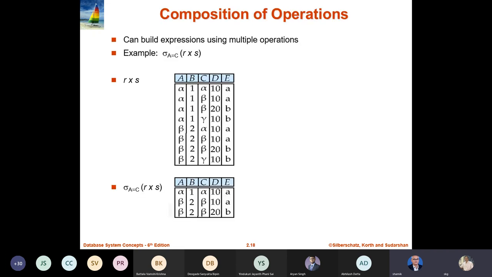Now, with a composition of operations, we can build expressions using multiple operations, like I want to do a select with a Cartesian product, right? So I want to do select A equal to C from R cross S.